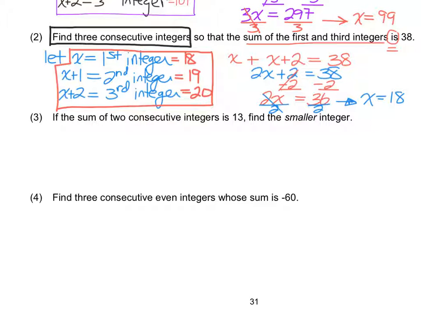Yeah, so the final answer has to have 3 consecutive integers, but the equation statement is only requiring you to use 2 of them, so it's a little tricky in that regard. I honestly think number 3 is probably an easier version of number 2, so I don't think we should do that one together. I think you should do that on your own. We'll do number 4. Find 3 consecutive even integers whose sum is negative 60.